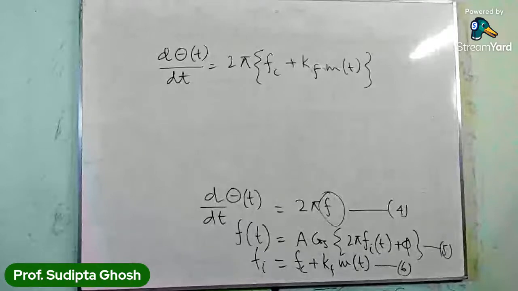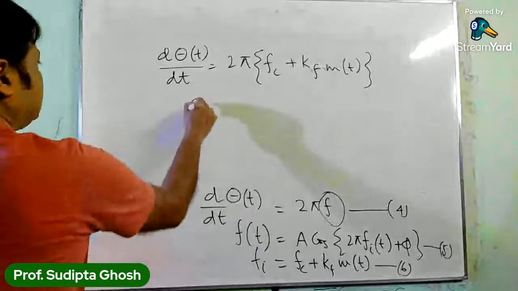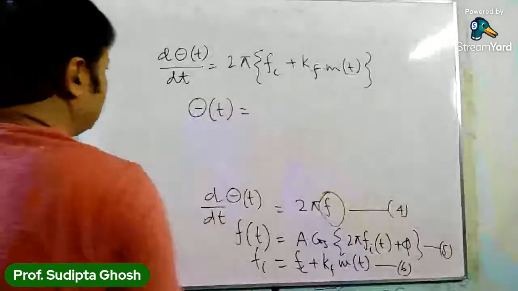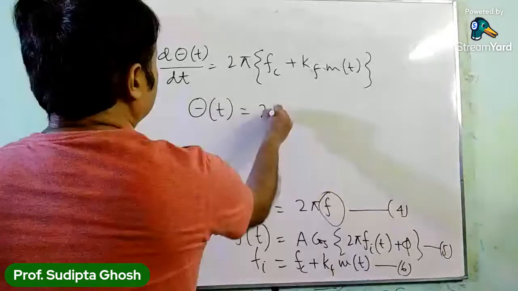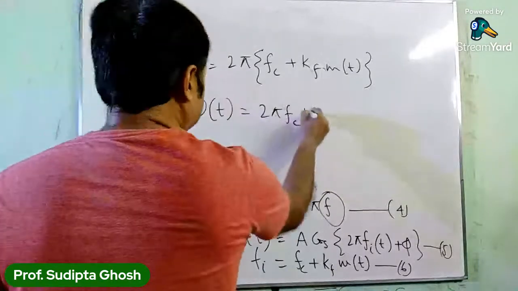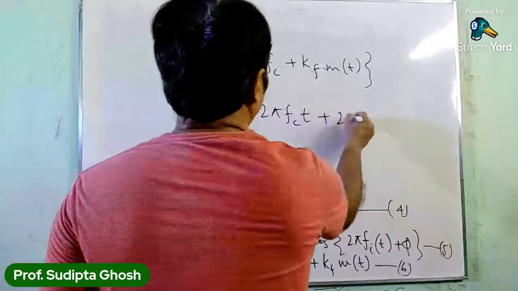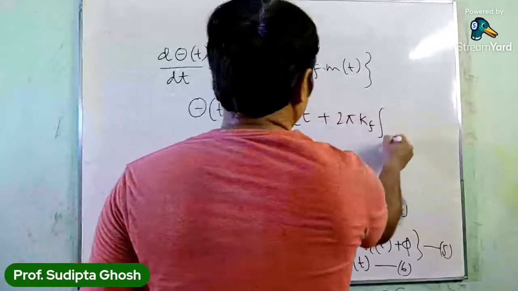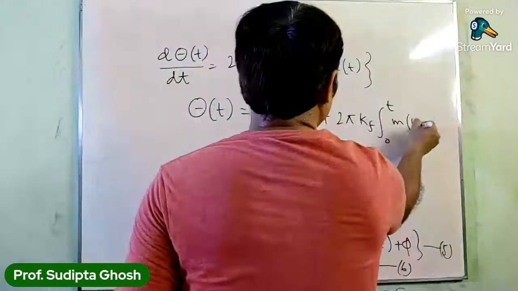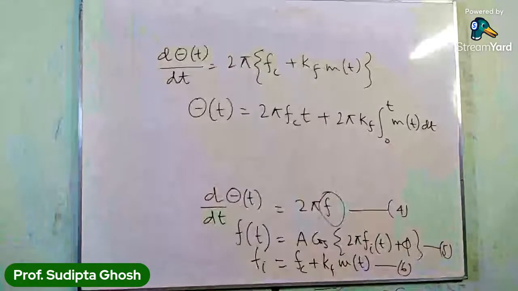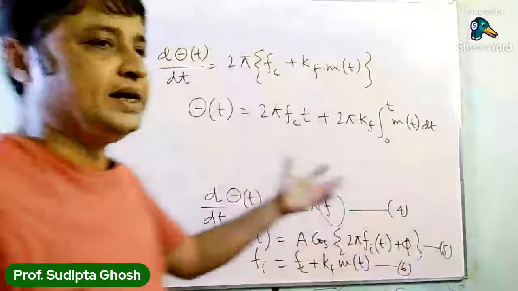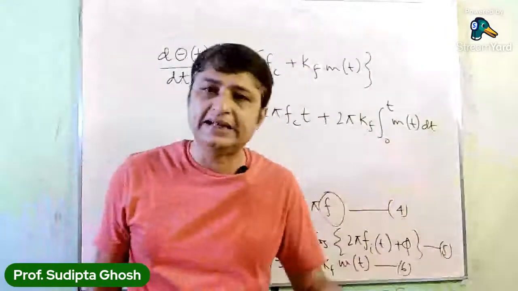Now, if you are interested to find the value of θ(t), how can we obtain it? We have to integrate this above equation, and so we will find 2π fc integral dt, which means t, plus 2π kf integral 0 to t m(t) dt. Why does this term appear, integral 0 to t m(t) dt? Because m(t) is the information, the modulating signal.